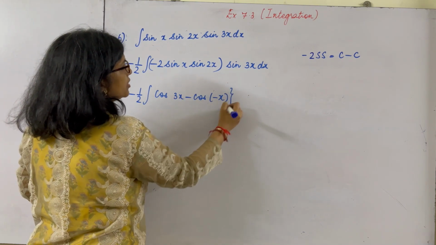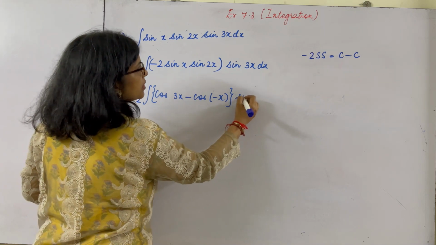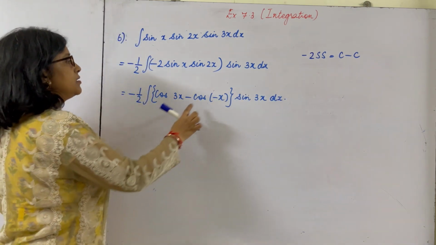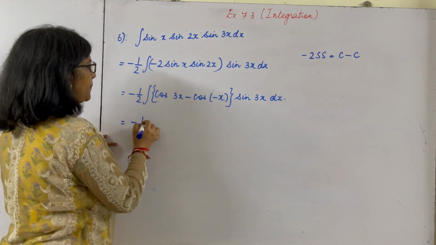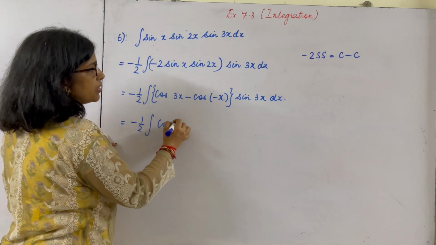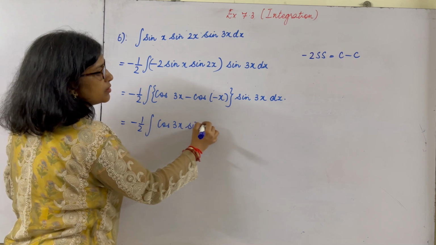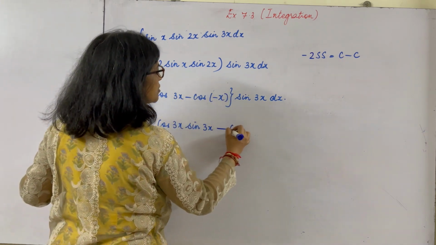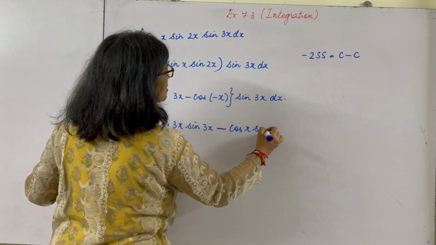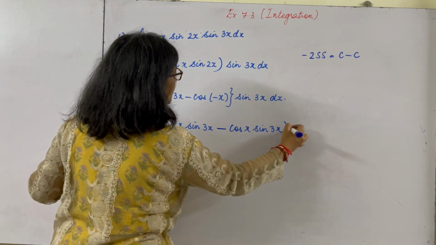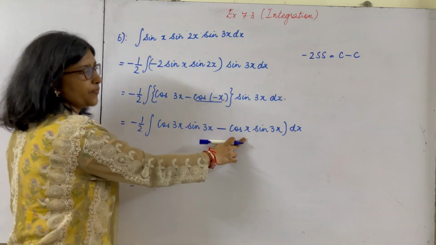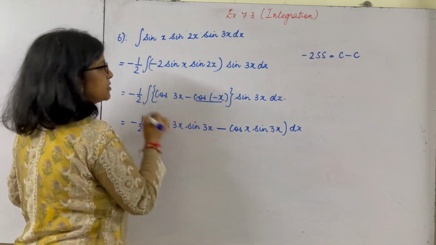And for cos, we need not worry. Even if you have a minus sign, we know it is going to get removed because cos is an even function. So this will become cos x. We have cos 3x into sin 3x, taking this in the bracket, and this is minus cos x into sin 3x. As we said, cos of minus x is cos x. So this minus will remain as it is.